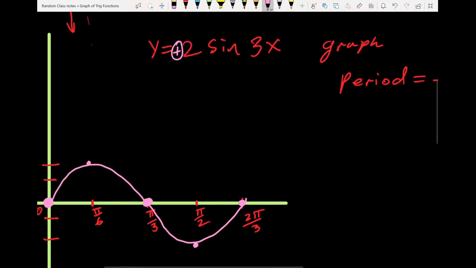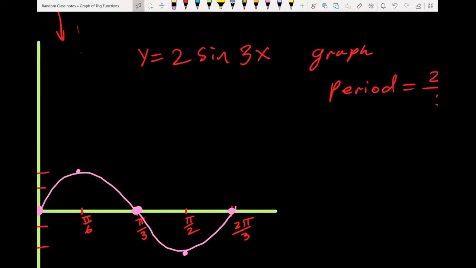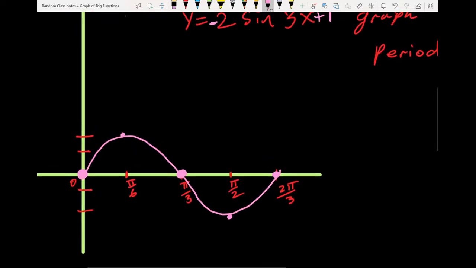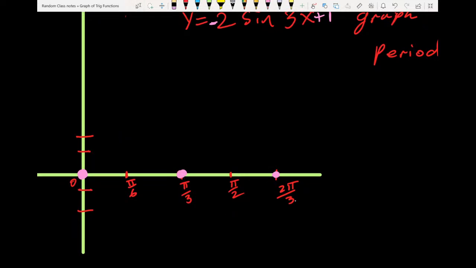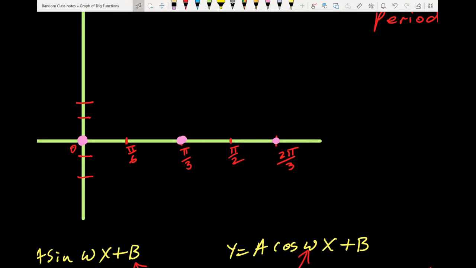Now, let me make the problem a little bit more interesting. Let me ask you this. Am I going to give you this type of question on the test? No. Then let's make this negative 1. How do we graph that? This negative makes the graph look like what? It starts at 0. Instead of going up, it's going to go down.